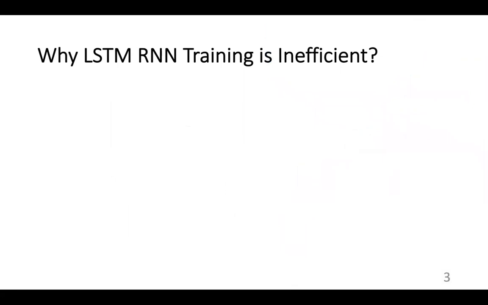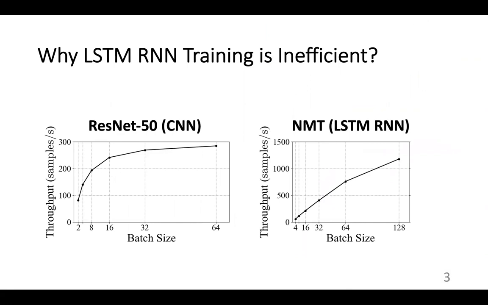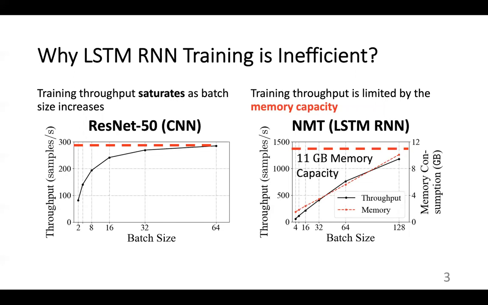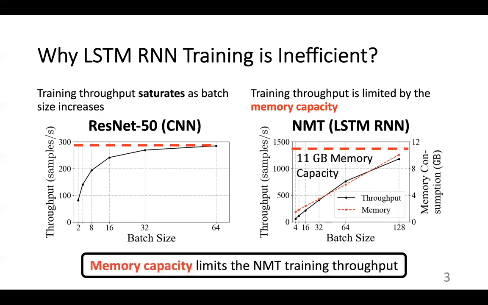To understand the reason behind such inefficiency, we did a comparison study between ResNet-50, which is a CNN-based model, and NMT, which is an LSTM-RNN-based model, on throughput versus batch size. We observe from the left-hand side that the training throughput of ResNet-50 saturates as batch size increases. We observe from the right-hand side that the training throughput of NMT keeps increasing with the batch size. However, such increase stops at the batch size of 128, because the model hits the GPU memory capacity limit, and hence the batch size cannot be further increased beyond this point. We therefore conclude that the memory capacity limits the NMT training throughput.